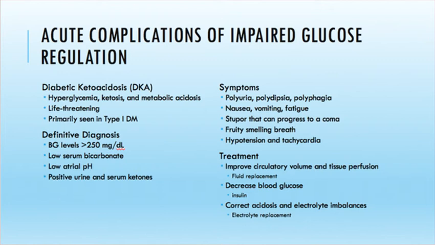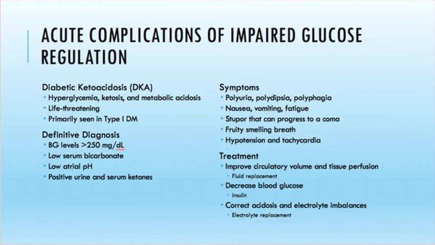So for the definitive diagnosis, it's going to be a blood glucose level greater than 250. They're going to have low serum bicarb, low arterial pH, and a positive urine and serum for ketones. Right, so basically what happens is the hyperglycemia is going to lead to dehydration. This is going to lead to a loss of electrolytes.